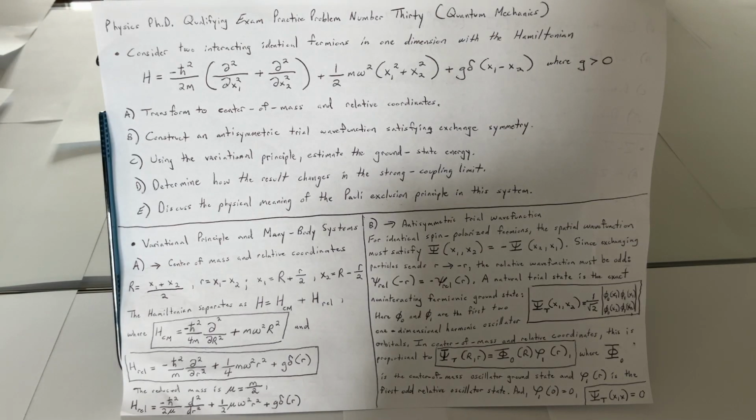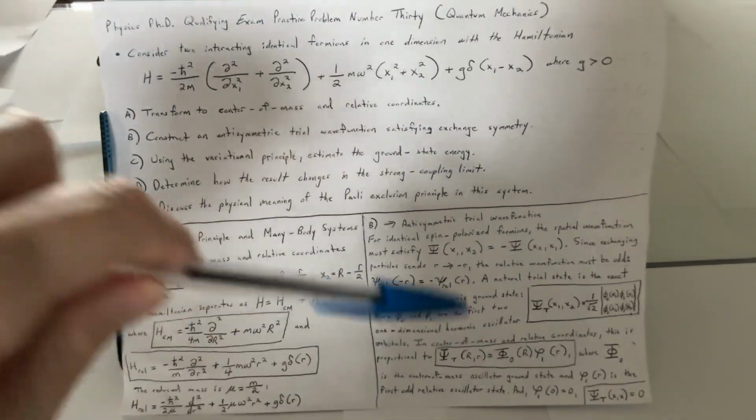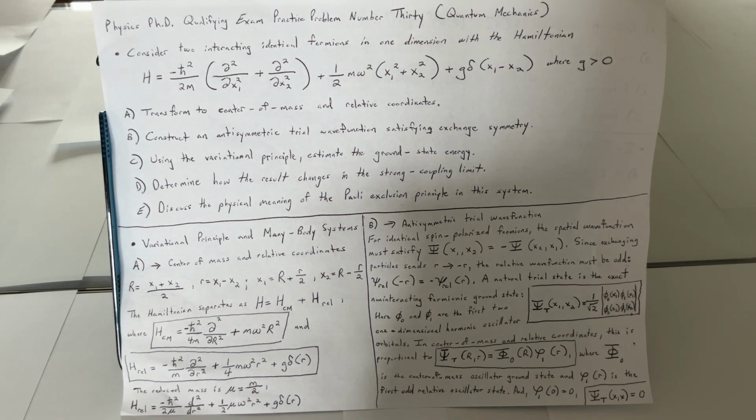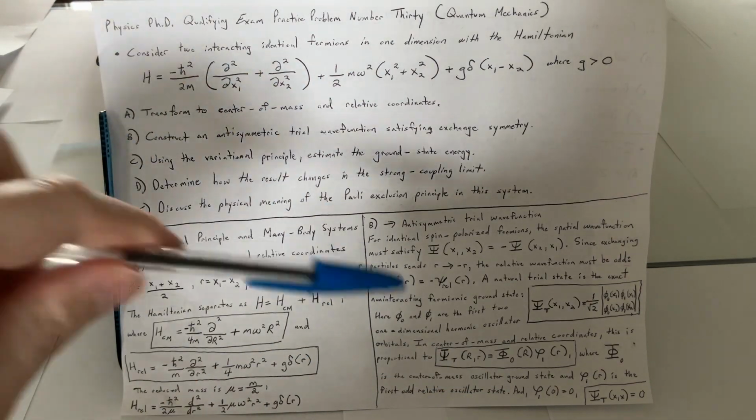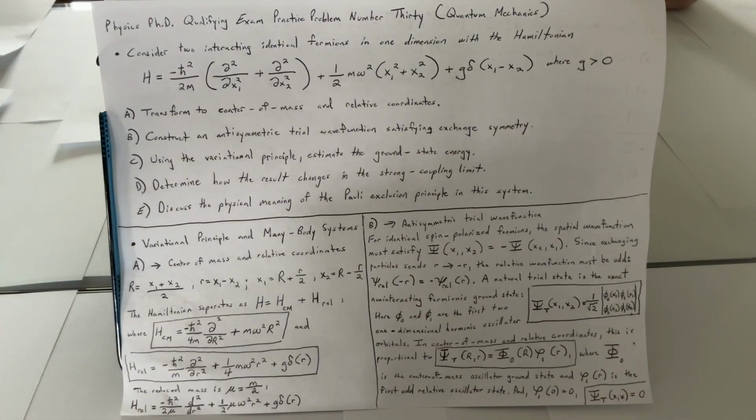Okay, and we have the center of mass ground oscillator state. Phi sub 1 of r is the first odd relative oscillator state, and here phi sub 1 of 0 equals 0. And so here we have capital psi sub t of x comma x equals 0. Okay. All right, so that's B.